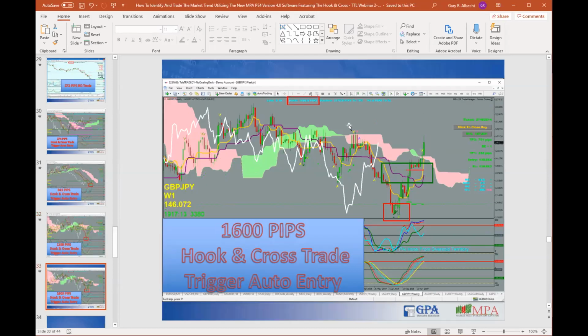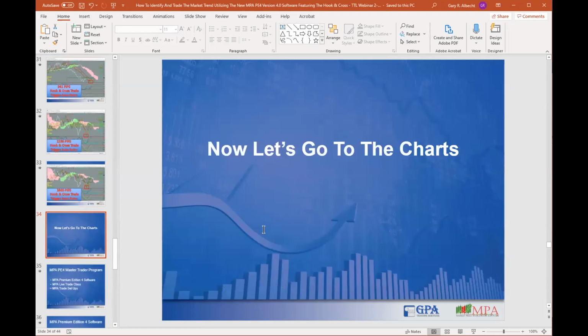Pound yen, we showed you the 3,000 plus pips. Well, now we're trading it to the upside based on the cycles. Again, a weekly cycle oversold. We got a hook and a cross. We know we're going to get days to the upside. We took profit 1 at 282, took profit 2 at 701, currently up 1,600 pips. Now let's go to the chart.